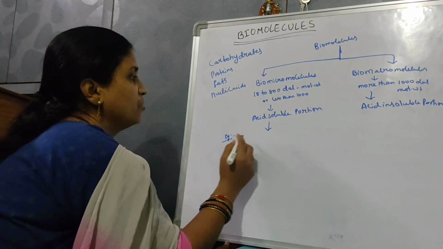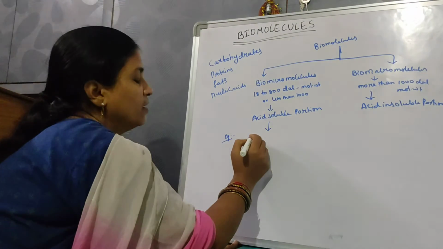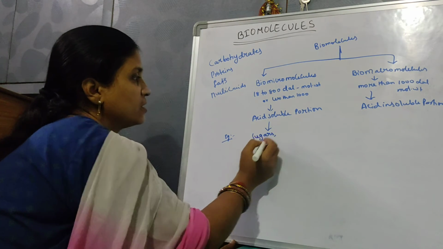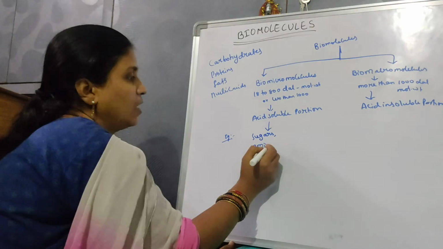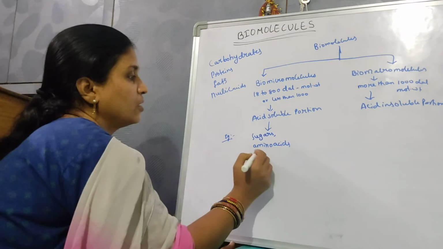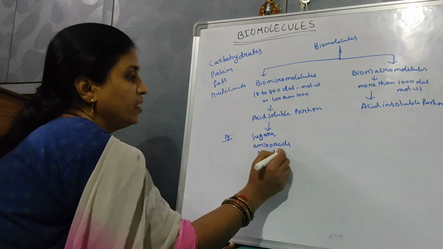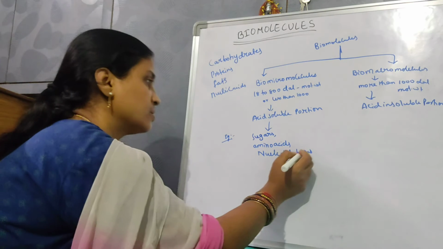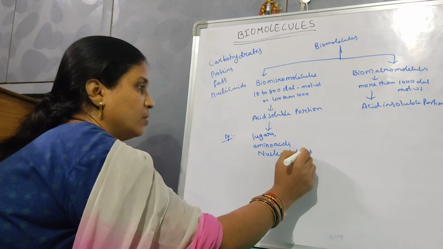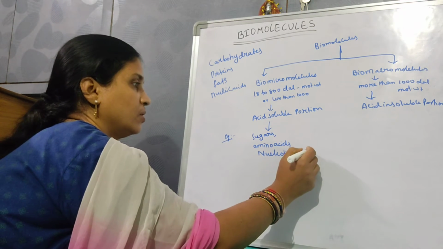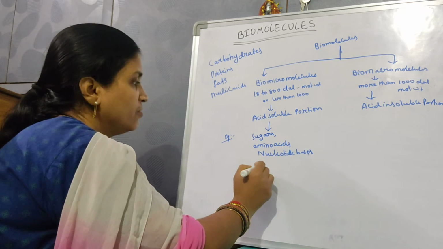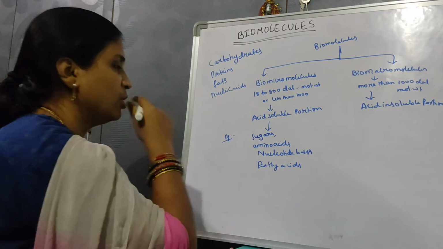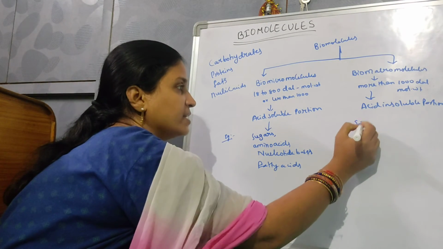Then what are included here? Examples of biomicromolecules: sugars, amino acids, nucleotide bases, then fatty acids are included in biomicromolecules.